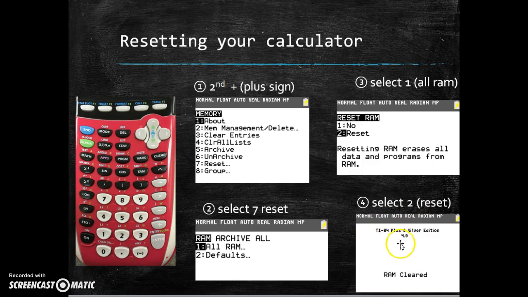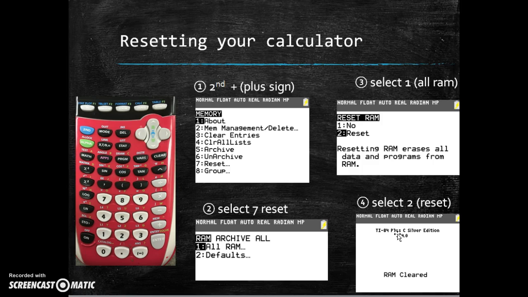Mine is a TI-84 Plus C Silver Edition. Some of you have just TI-84, TI-84 Plus, TI-84 Plus CE, all the different letters. Even if you're using an 83, you should have something like this. If you don't, please see your teacher.